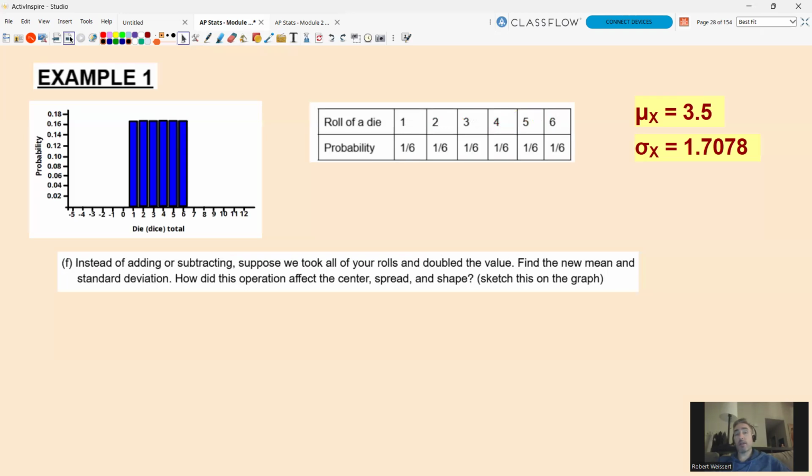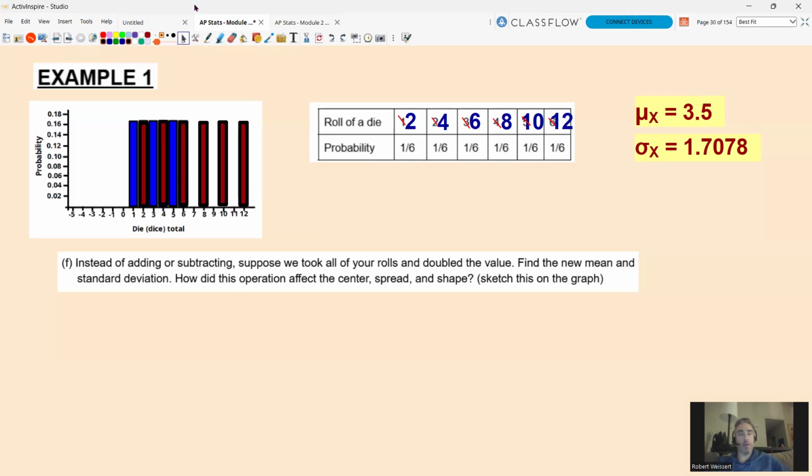Instead of adding and subtracting, suppose we took all of your rows and doubled the value, multiplied by 2. What would the new mean and standard deviation be in this case? How would it affect the center, spread, and shape? Well, let's take a look. So 2, 4, 6, 8, 10, 12. It's going to spread it out a little bit more. So you can see a wider distribution, but it's the same shape.